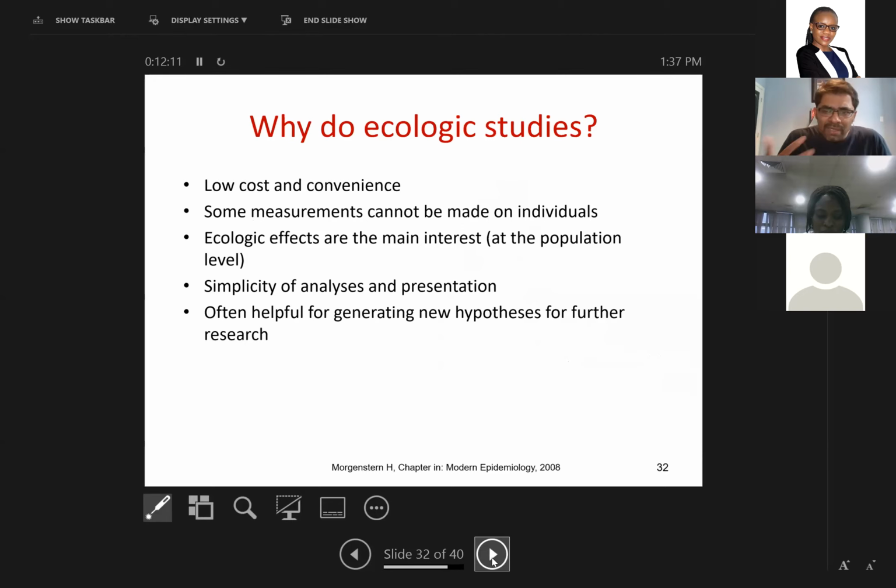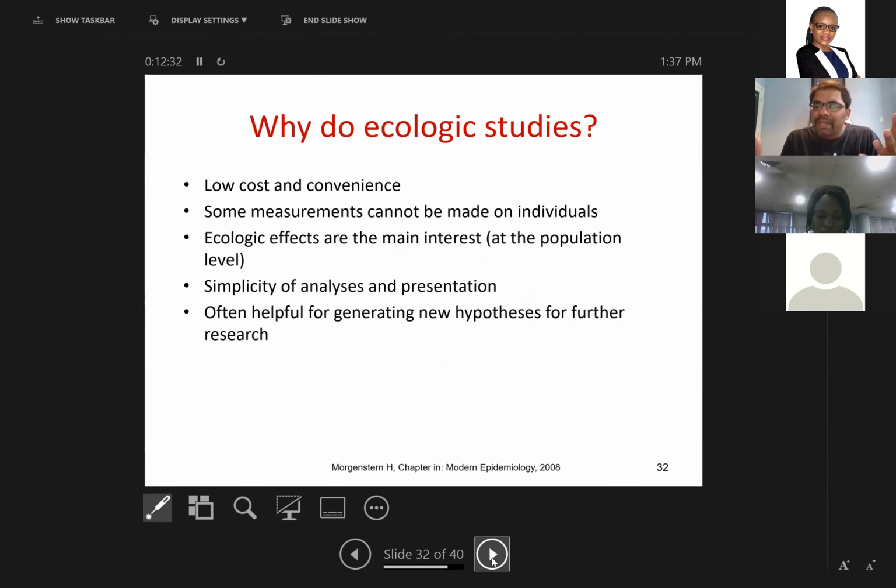That's about all you can really say from an ecological study, but we really cannot make any serious policy or clinical decision on the basis of this. So it's low cost, easy to do, convenient. And sometimes all you have is aggregate level information. So it makes sense. It's very simplistic.